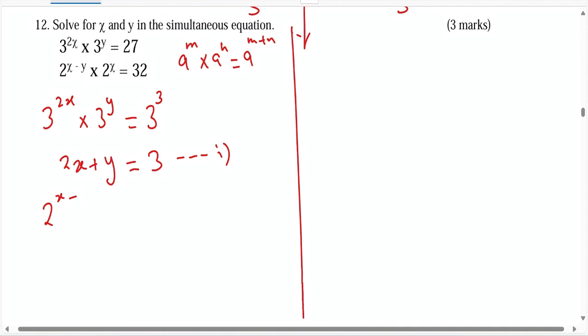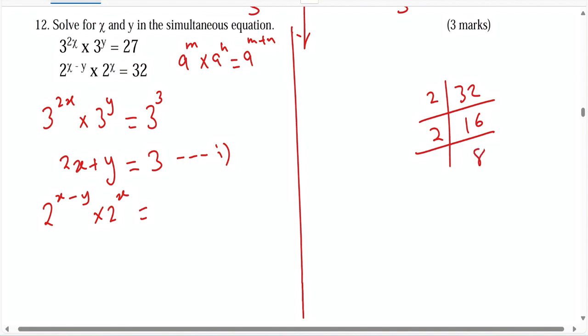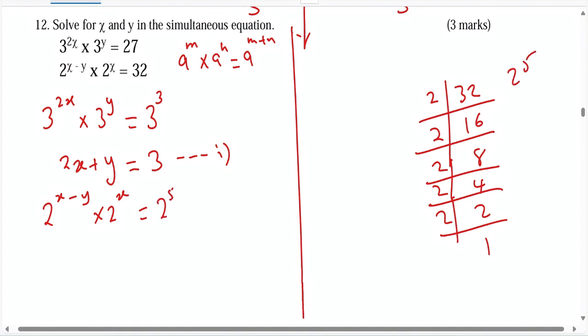2 power x minus y times 2 power x equal to 32. Na 32 ni 2 power ngapi? Ukiangalia, acha tuandike hapa kando. So ndo usije ukasema ni ngumu kupata hizo base 2. So 32 divided by 2 ni 16, 16 divided by 2 ni 8, 8 divided by 2 ni 4, 4 divided by 2 ni 2, na 2 divided by 2 ni 1. So 2 ziko mara ngapi? Ni 2 power 5. So 32 ni 2 power 5.